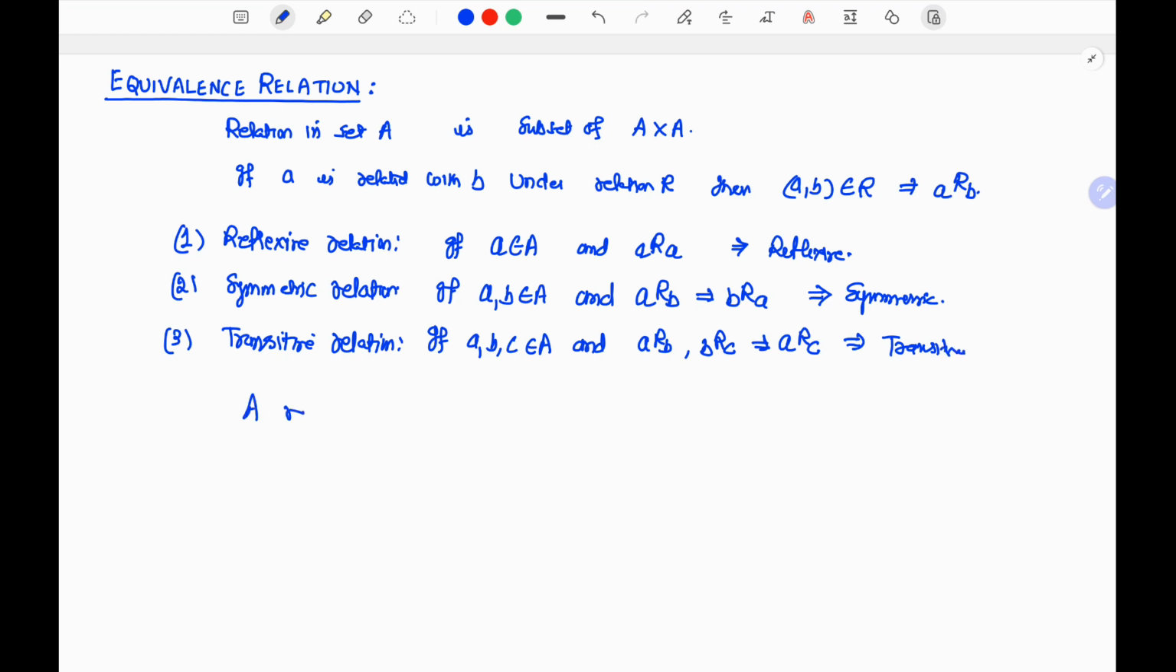And a relation which is reflexive, symmetric and transitive is called an equivalence relation.